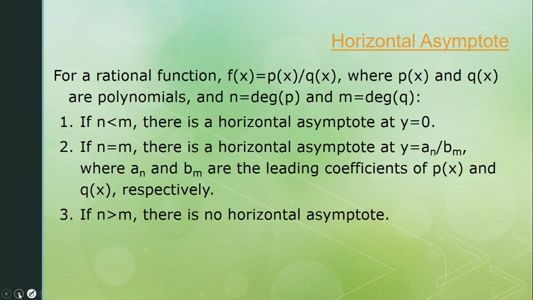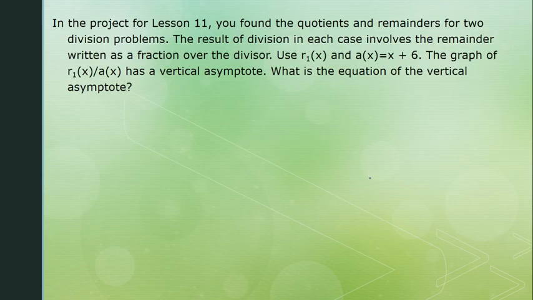in order to get our vertical and horizontal asymptotes. So in the project for lesson 11, you found the quotients and remainders for two division problems. The result of division in each case involves the remainder written as a fraction over the divisor. Use r1 of x and a of x equals x plus 6. The graph of r1 of x divided by a of x has a vertical asymptote. What is the equation of the vertical asymptote?